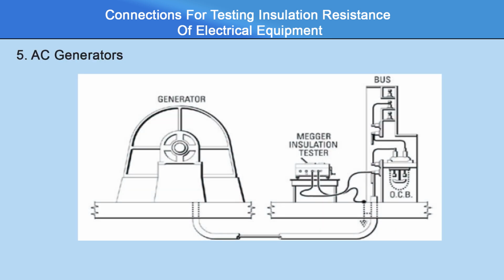Next is the AC generator. The megger insulation tester is connected with the AC generator. With this connection, the insulation resistance will be that of the generator, stator winding and connecting cable combined, and the connection is shown in figure 12. To test either the stator winding or the cable itself, the cable must be disconnected at the machine.